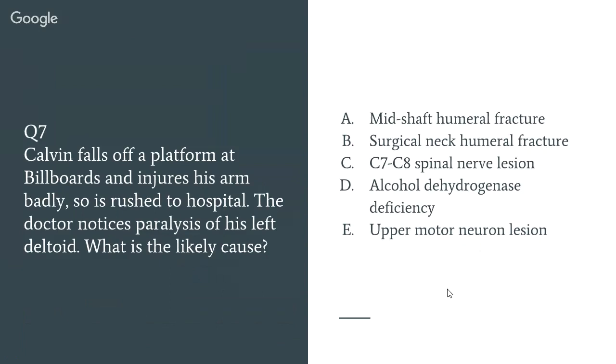So Calvin falls off a platform at Billboards and injures his arm badly, so he's rushed to hospital. The doctor notes paralysis of his left deltoid. What is the likely cause? Once again, kind of combining clinical skills and anatomy knowledge.